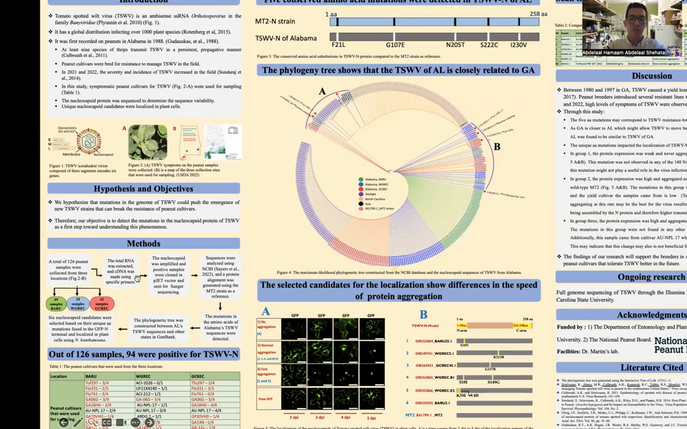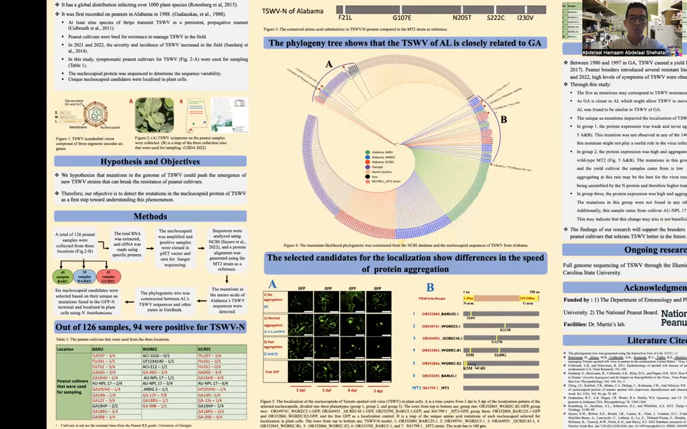All the samples were brought to the lab, and then the nucleocapsid was amplified from all of them. Then only the positive ones were sent for sequencing. After that, we received the sequences and made an alignment. When we made the alignment, we used the MT2 strain as a reference because it's a well-studied strain. At the end, we selected 8 nucleocapsids to localize them in the plant cell, which will help us understand better how the virus is functioning.